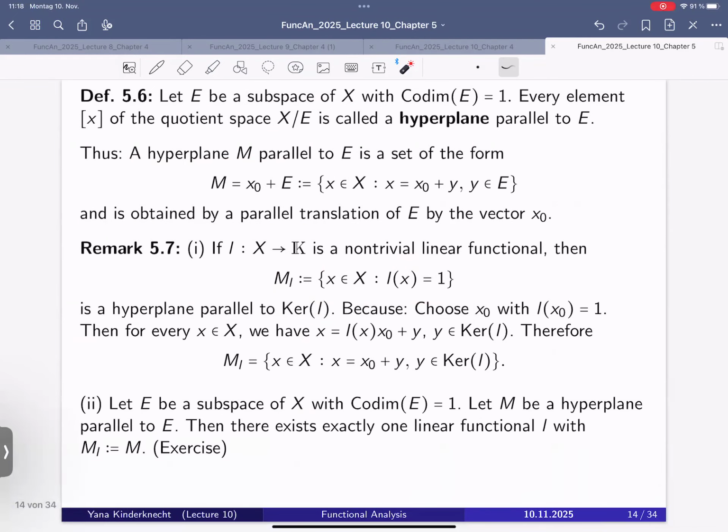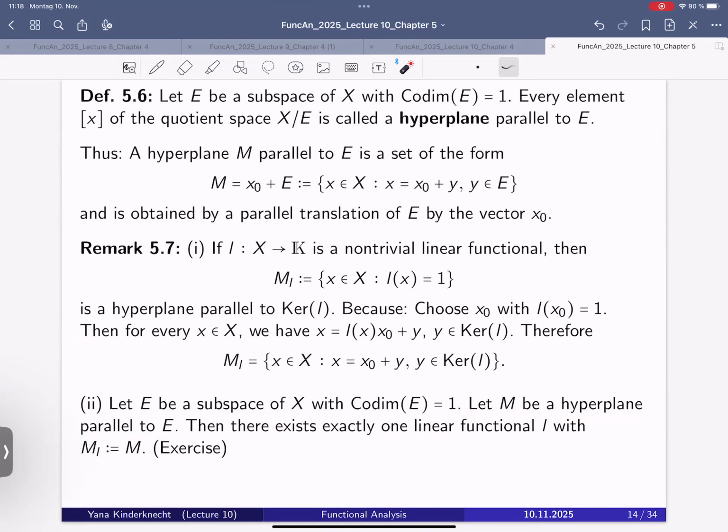But I think we have something. So let E be a subspace of X with codimension 1. Let M be a hyperplane parallel to E. Then there exists exactly one linear functional L such that its level set of level 1 is exactly this given hyperplane. Well, this is an exercise just to understand all the definitions and all argumentation which we have already produced.